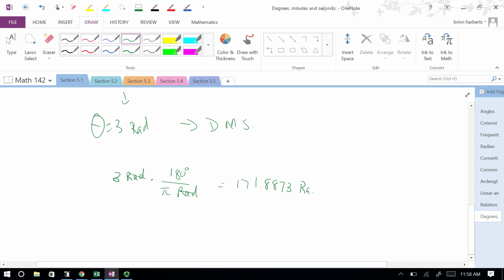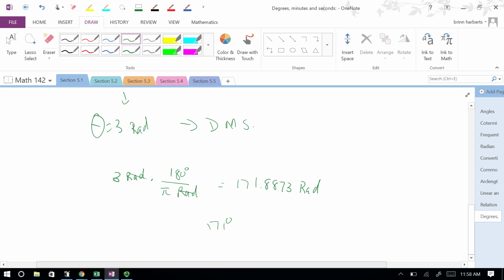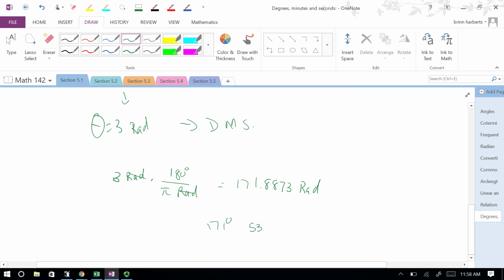171.8873 degrees. Okay. Then on my calculator, I'll type in 171.8873. I'll go to the angle menu. I don't use the degree symbol even though I really want to, but I ought not to because it doesn't work. And that will give me 171 degrees, 53 minutes, and 14.28 seconds. Okay, that's section 5.1. There's plenty to figure out on the first day of class.